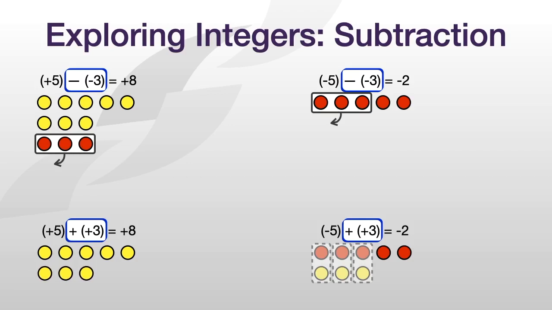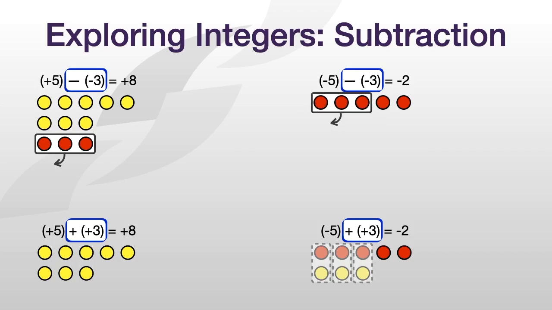In the second pair of equations, we begin with 5 negative red counters. Above, we take away 3 negative red counters. Below, we add 3 positive yellow counters, which are paired with 3 negative red counters. Discarding 3 zero pairs has the same effect as removing 3 negative counters. 3 fewer red counters.